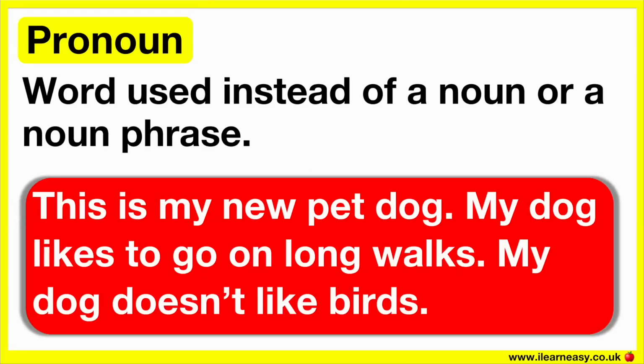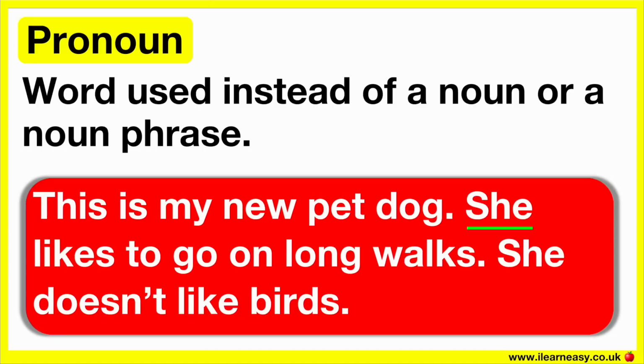Another example is, this is my new pet dog. My dog likes to go on long walks. My dog doesn't like birds. This example is quite long and repetitive. Instead of repeating the noun multiple times, we can replace it with the pronoun she. This is my new pet dog. She likes to go on long walks. She doesn't like birds.